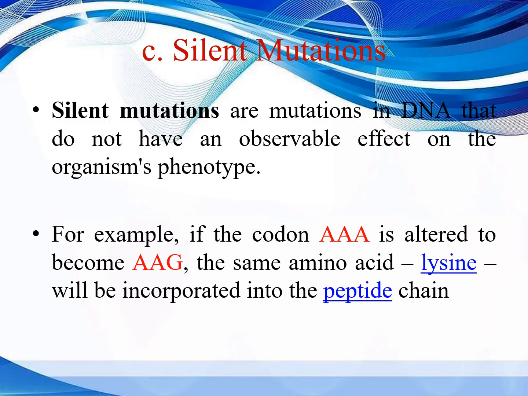Silent mutations. Silent mutations are mutations in DNA that do not have any observable effect on the organism's phenotype. For example, if the codon AAA is altered to become AAG, the same amino acid lysine will be incorporated into the peptide chain.